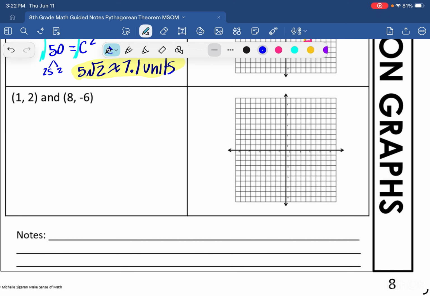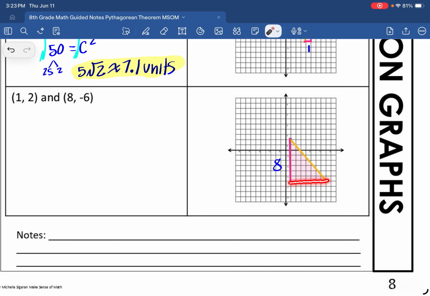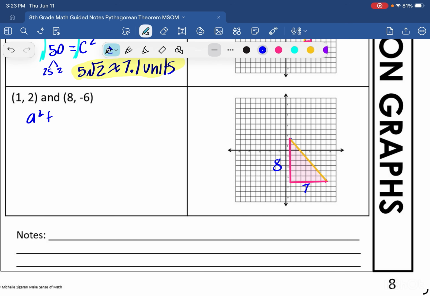Last question, I'm plotting the points 1, 2, and 8, negative 6. I'm looking at this distance right here between them. I'm going to create my right triangle and determine the side lengths of the triangle. So 1, 2, 3, 4, 5, 6, 7, 8. That length right there is 8. And then on the bottom, I have 1, 2, 3, 4, 5, 6, 7. That length is 7. Using the Pythagorean theorem, a squared plus b squared equals c squared.